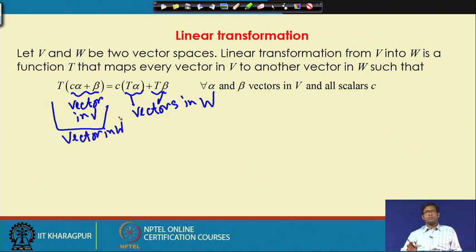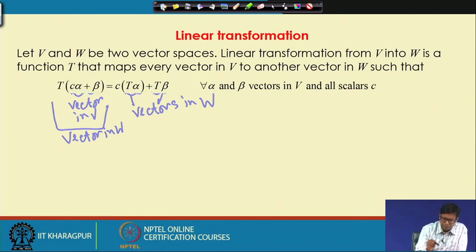T is a matrix which, when multiplied with a vector, takes the vector onto another space, exactly what we saw for the projection operator. We took a vector which is not in the column space, projected it, and it is now in the column space. So, it is a linear transformation.